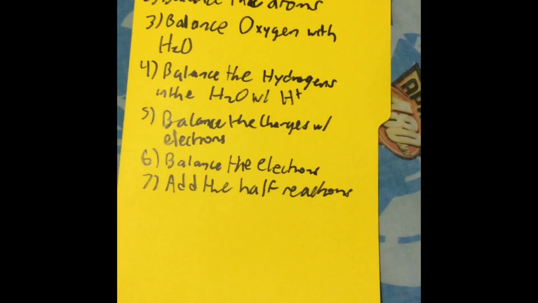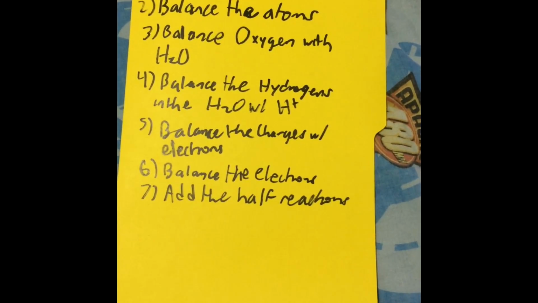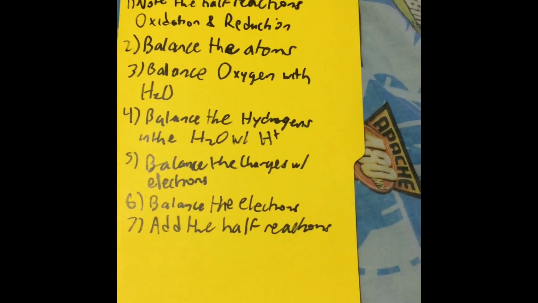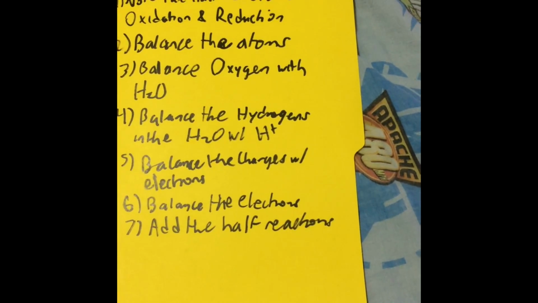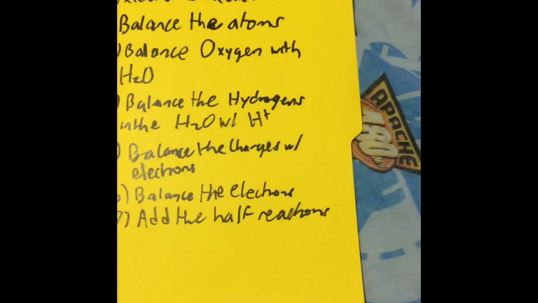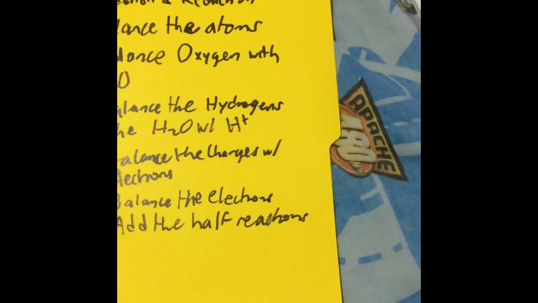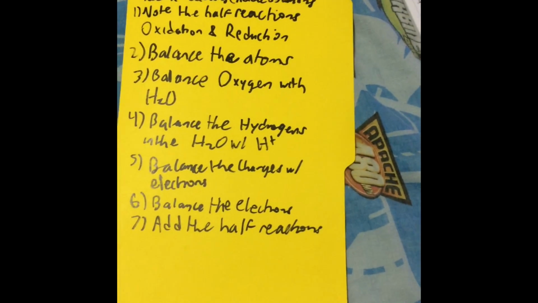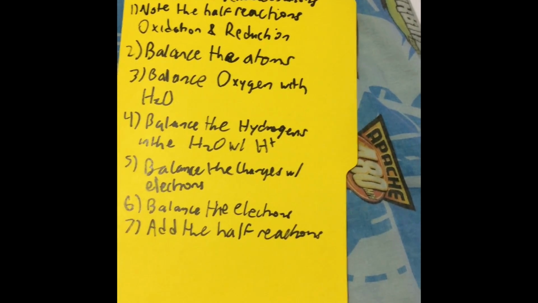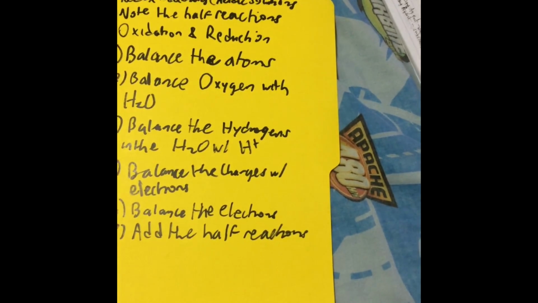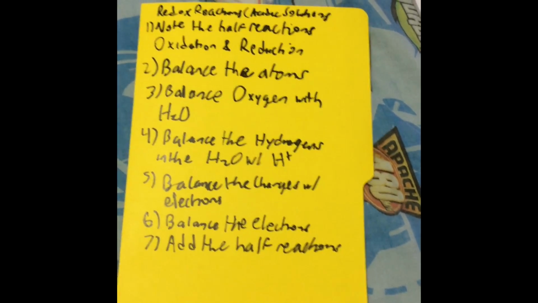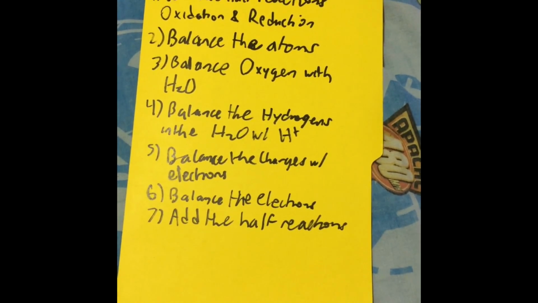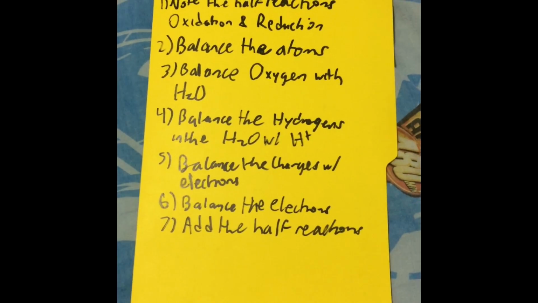Alright, let's discuss the steps first. First step, note the half reactions. The half reactions are oxidation and reduction. The reactants in the oxidation reaction are the ones losing their electrons to be given to the ones that will be reduced. The ones undergoing the reduction reaction are the reactants gaining the electrons lost in the oxidation process. Think of it this way: these things are called redox reactions because you have electrons being given from one set of reactants to another set of reactants.